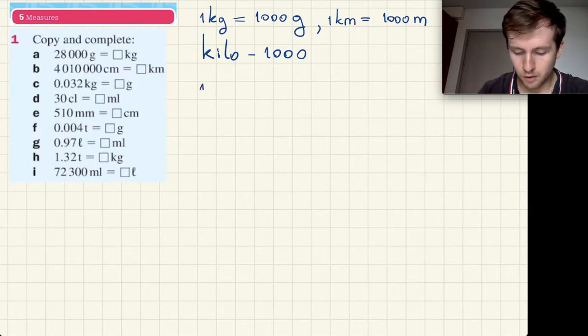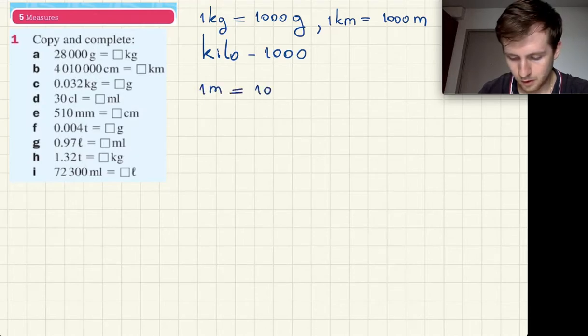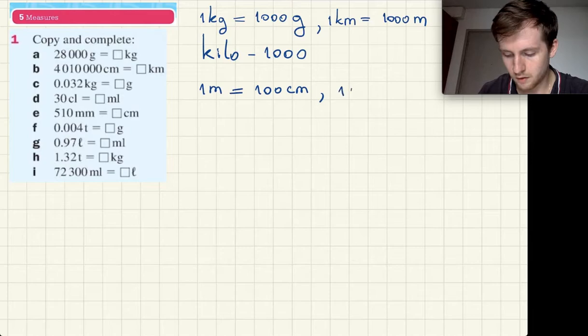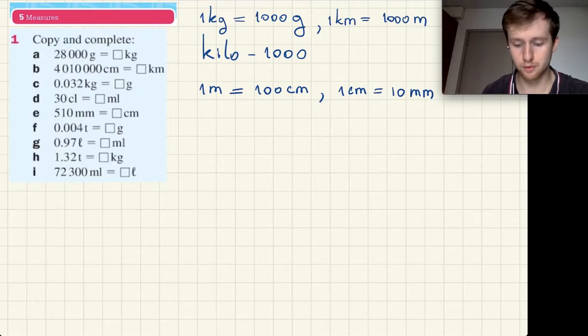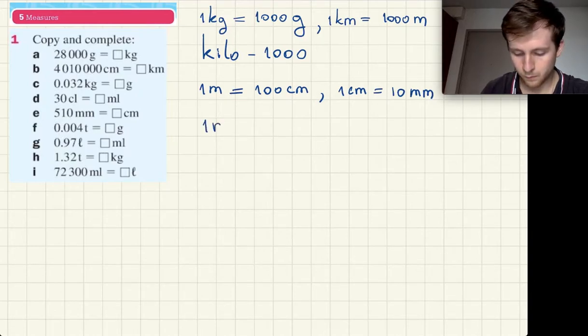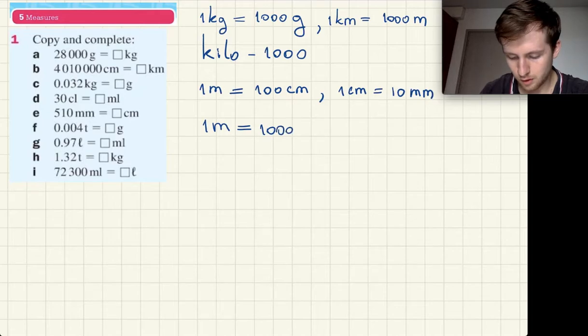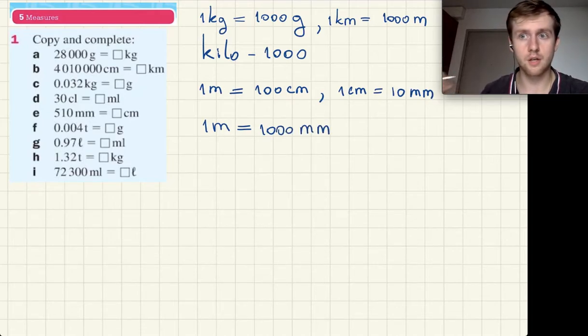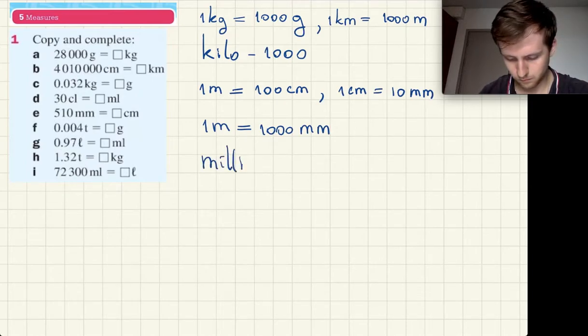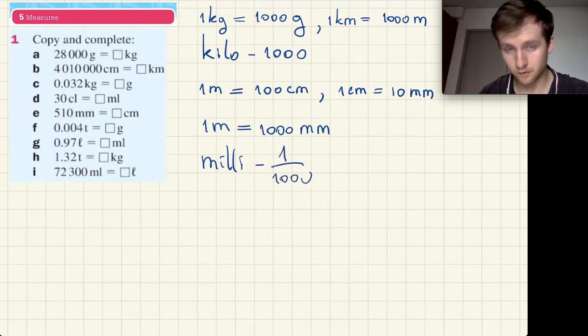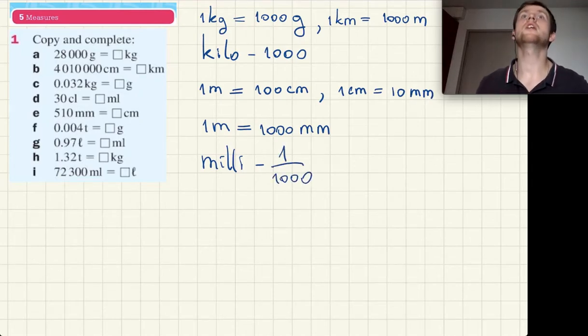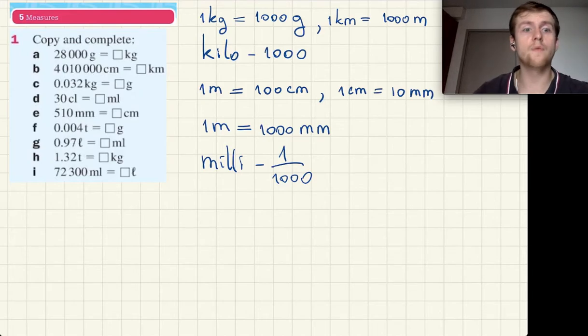We should know centimeters by this point, right? So 1 meter has 100 centimeters in it, and 1 centimeter has 10 millimeters in it, which brings us to the point where 1 meter has 1,000 millimeters in it. So this part, milli, also has meaning behind it. Milli means 1,000th part of something. Millimeters, 1,000th of a meter.